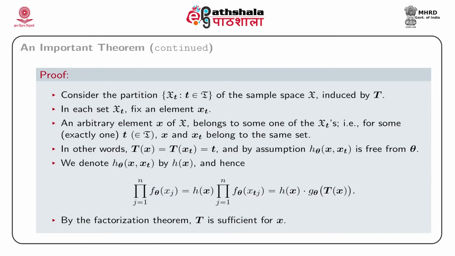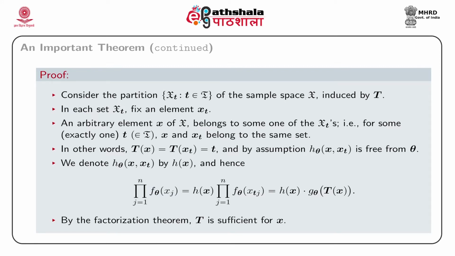In other words, one has T(x) equals T(x_t). Thus, by invoking the if part of the statement, we can claim that h(theta; x, x_t) is free from theta. Let us then denote h(x) equals h(theta; x, x_t), which is independent of theta for all x belongs to script X.